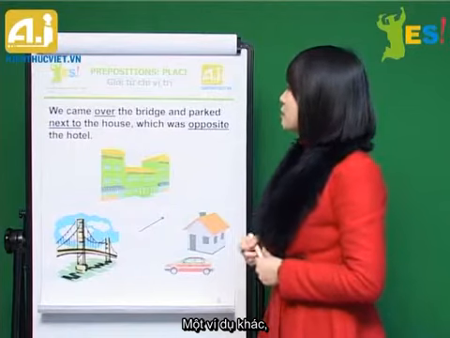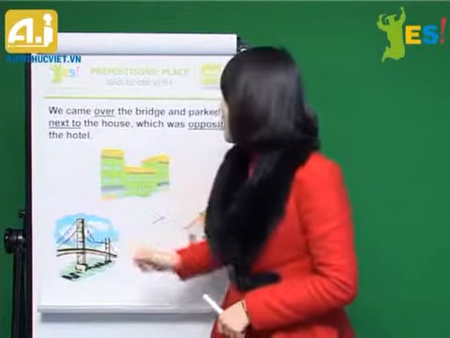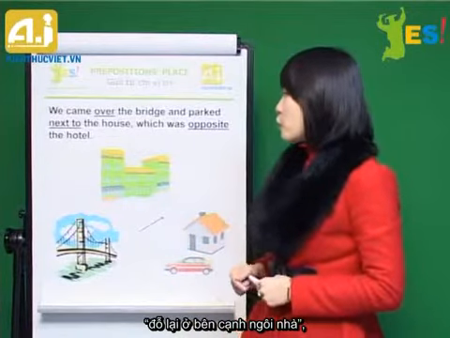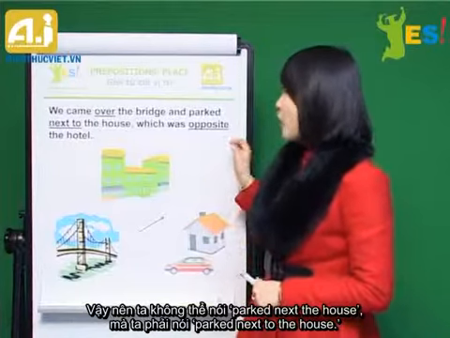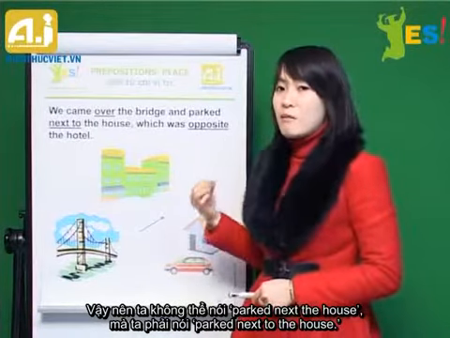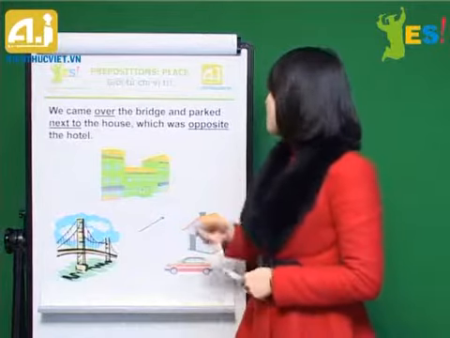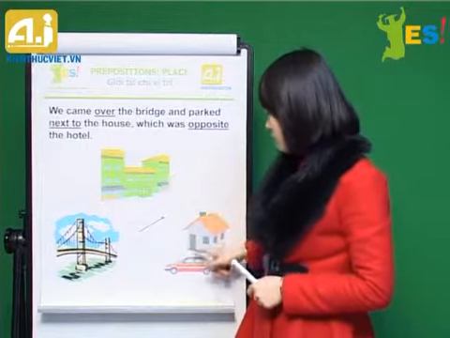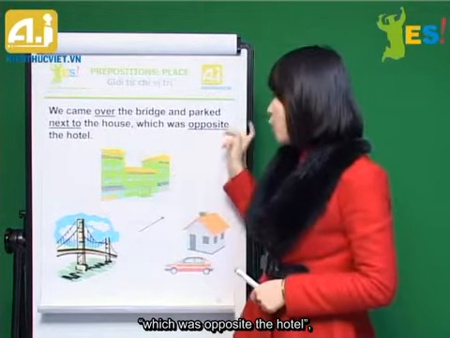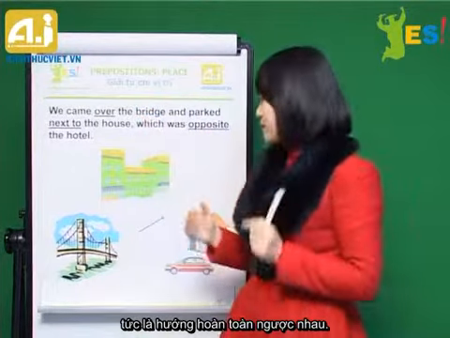Okay, other examples. We came over the bridge. Park next to the house. Remember, next goes with to, not just next, okay? So you don't say park next the house. You have to say park next to the house. Or sometimes you can say beside the house. Next to the house, which was opposite the hotel. So opposite, totally different directions.